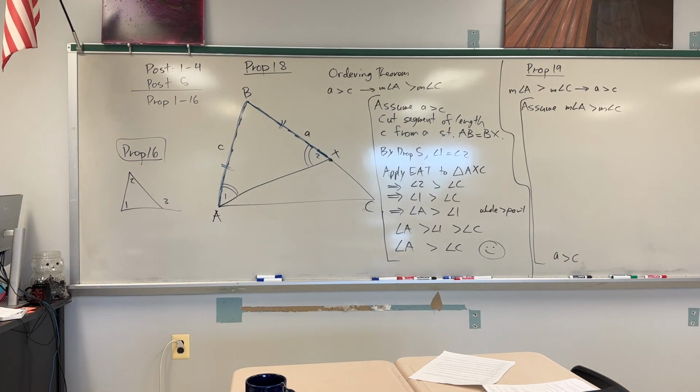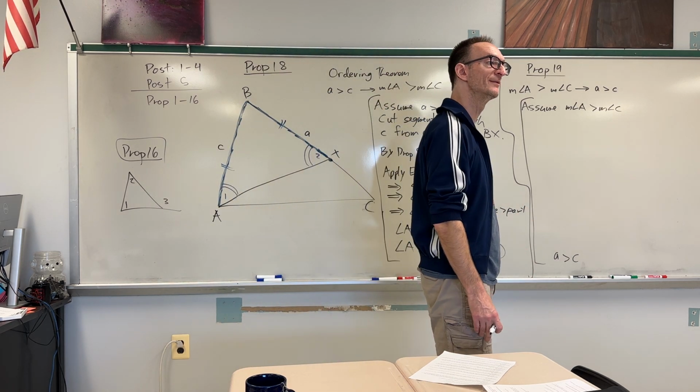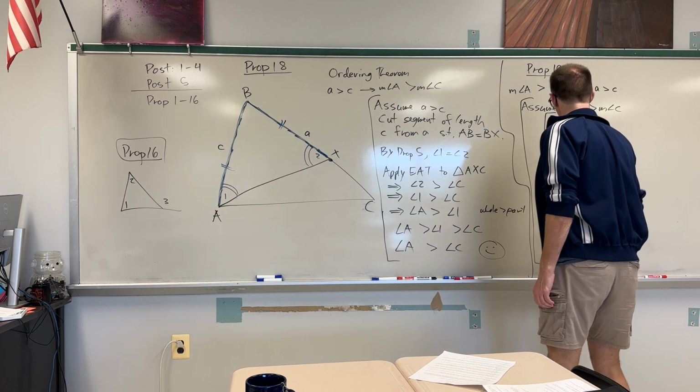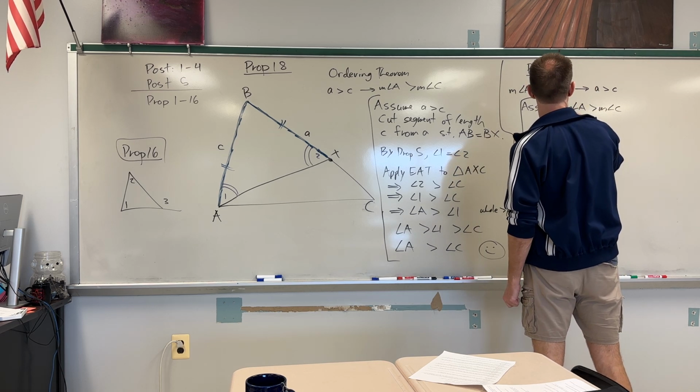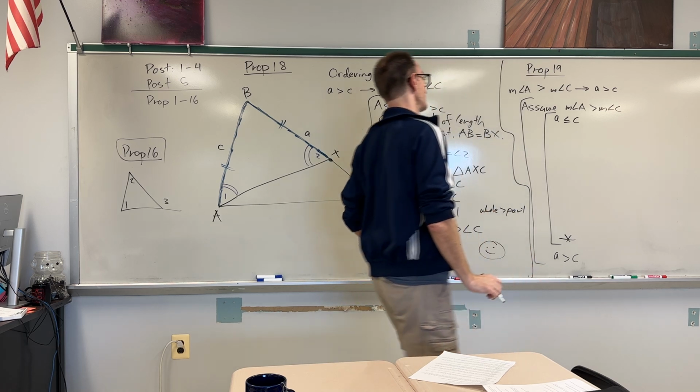I say without any work, because now we're just going to use prop 18 in a kind of way. Can you just do a proof by contradiction? Pretty much, right? To show that a is greater than c, what's the alternative? a is less than or equal to c. Exactly. So I will suppose, for purposes of contradiction, that a is less than or equal to c, and I'm going to show that that doesn't work.